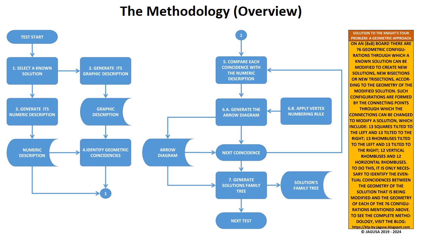To do this, it is only necessary to identify the eventual coincidences between the geometry of the solution that is being modified and the geometry of each of the 76 configurations mentioned above.